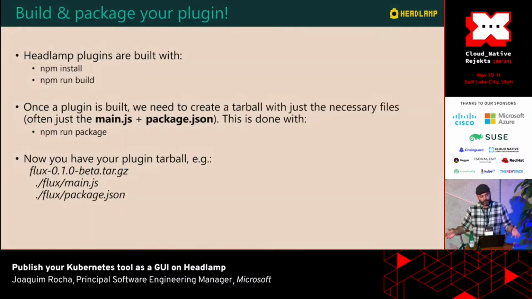Once you develop your plugin and have the functionality that you want, you have to build it, of course, and you have to release it. Building it is very simple. It's the regular stuff you find in any NPM project usually: npm run build. Then we have a special command called npm package for npm, and that just creates the tarball with the things that the plugin needs. Normally that's just main.js and package.json. So that's the example you see there with the Flux beta.